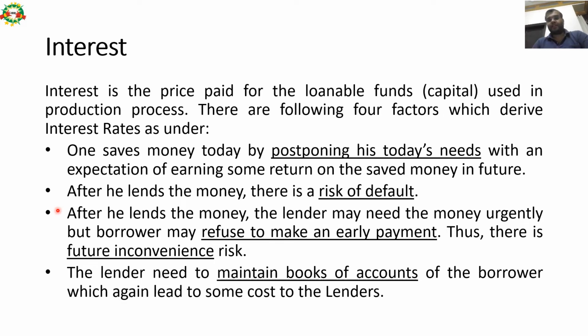And the fourth factor is that the lender needs to maintain books of account of the borrowers, which again leads to some cost to the lender. Say I have saved 1 crore rupees or 10 lakh rupees. If I have lent that money to 10 borrowers, 1 lakh rupees each, I have to maintain a record of the borrowers to whom I have given that money, whether there is any security, what the repayment history and repayment system are. I have to follow up with the borrowers for repayment of the amount. All these things need time and energy, so that also costs a certain expense to me as a lender. So these are the four factors which broadly affect the interest rates.